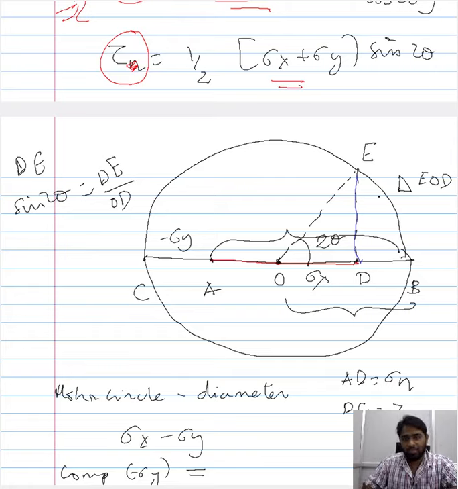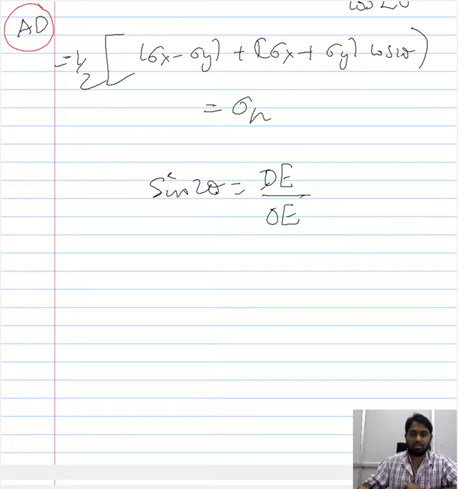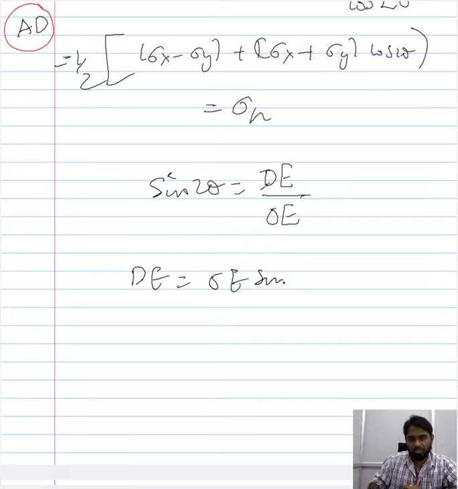Sine 2 theta is nothing but the opposite side, DE, over the hypotenuse, that is OE. So DE is the segment that we are interested in, and OE is the hypotenuse, and DE can be written as OE sine 2 theta. And this OE, as we have already seen, is the radius of the Mohr's circle, which is of this form. So if you substitute it here, then DE will be 1 by 2 sigma x plus sigma y sine 2 theta.